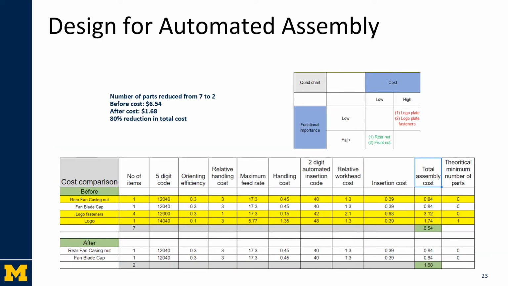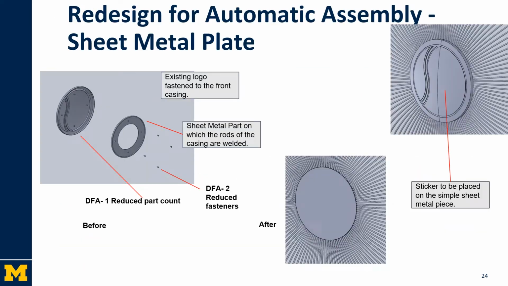Here is the assembly cost. Low importance and high cost parts were eliminated, which were logo plate and fasteners, while rear fan casing nut was redesigned. For the redesign, the logo was considered as an individual part, which was to be fastened on the front casing. But now, after the redesign, we have simply replaced it with a single plate on which the logo is to be stickered.